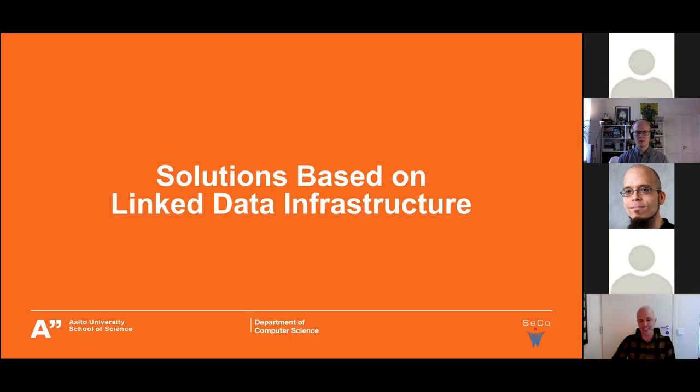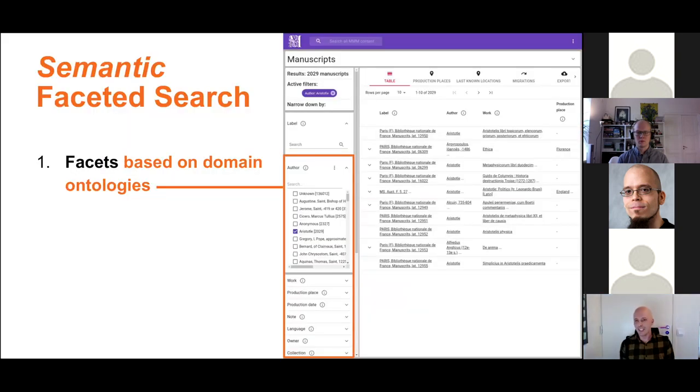So as you may guess, there are some great solutions for these challenges based on the linked data infrastructure and technologies. And the first one, maybe the most fundamental solution, is that in faceted search, facets should be based on these domain ontologies that have been mentioned today many times. And if we are able to do this, then we can call this semantic faceted search.